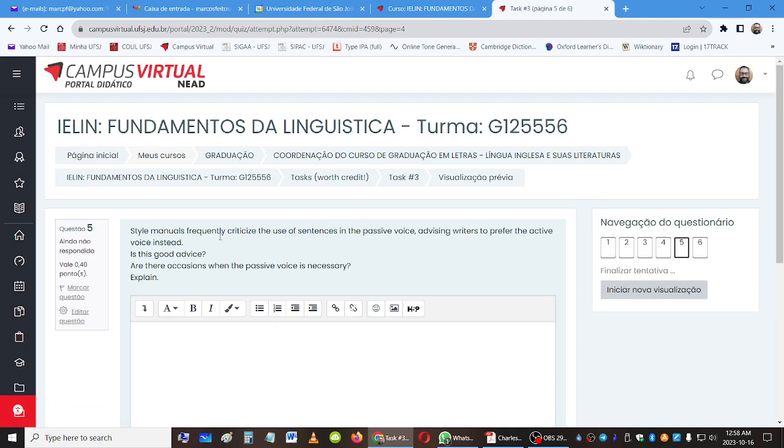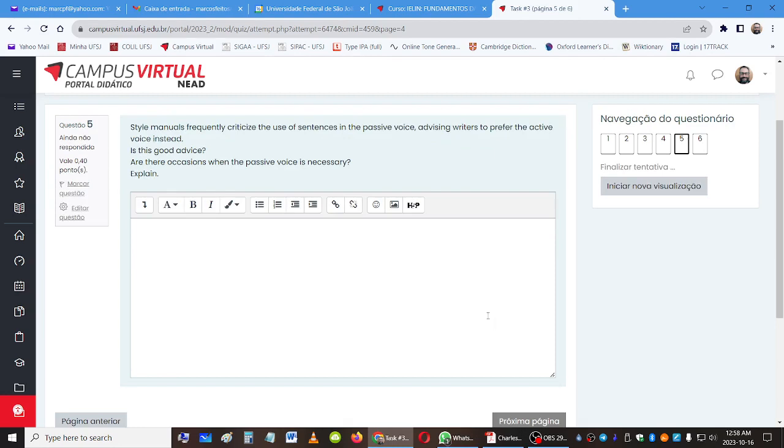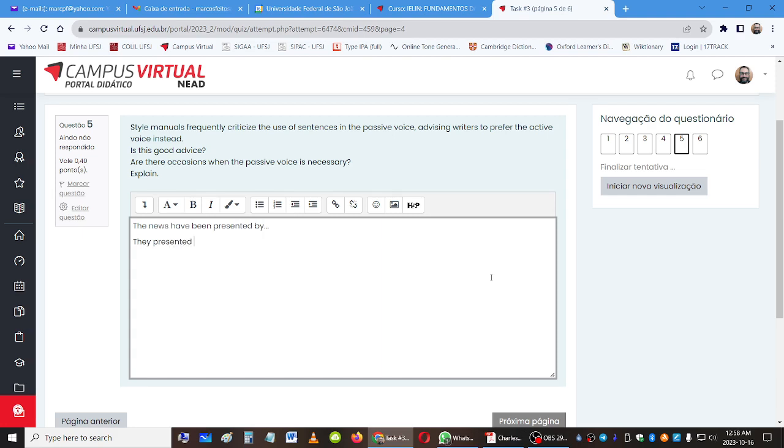Style manuals frequently criticize the use of sentences in the passive voice, advising writers to prefer the active voice instead. Why is this? Is this good advice? Why? Remember, linking words are not ideational. They communicate only textual elements. So if instead of saying the news have been presented by, you say they presented the news, it's going to be shorter, straight to the point. I'm not saying that an academic text can never have a passive voice. That's not it. But if it is possible, make it more straightforward. Go straight to the point.